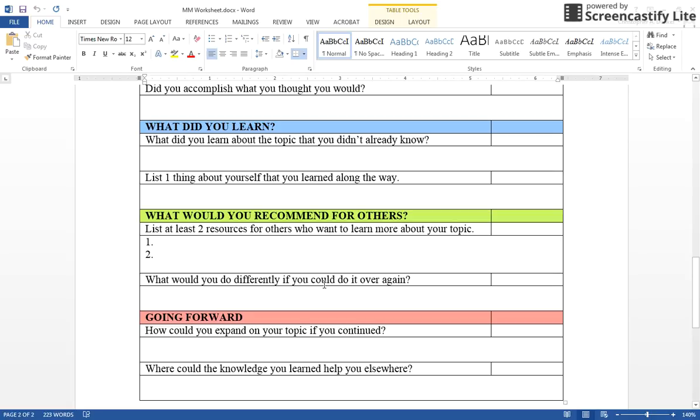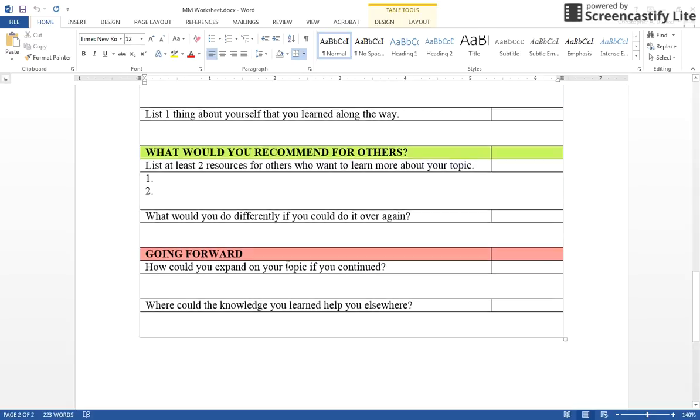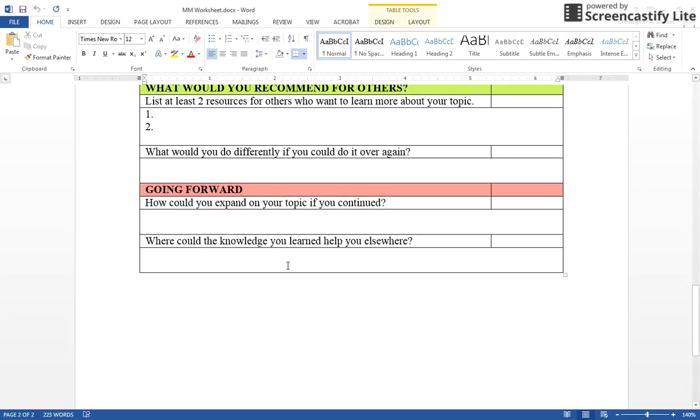Also, what would you do differently if you could do it all over again? Some of you, maybe I might start earlier, but think about, if you could do this over again, how would you change things? What would you do to make it better if you did it a second time? And then going forward, how could you expand on your topic if you continued? So think about this one in the sense of if you kept going with this, we worked on it over summer and you had to present again in fall, what would you do to expand it even more? Maybe you were doing watercolor paintings, and then to expand it, you might learn how to do oil paintings or something of that nature. And then lastly, where could the knowledge you learned help you elsewhere?